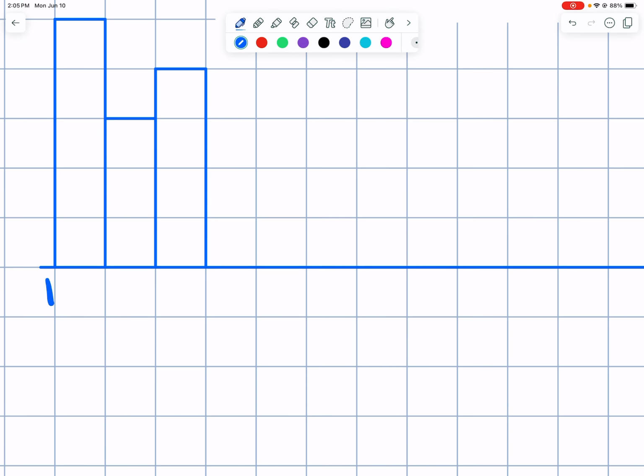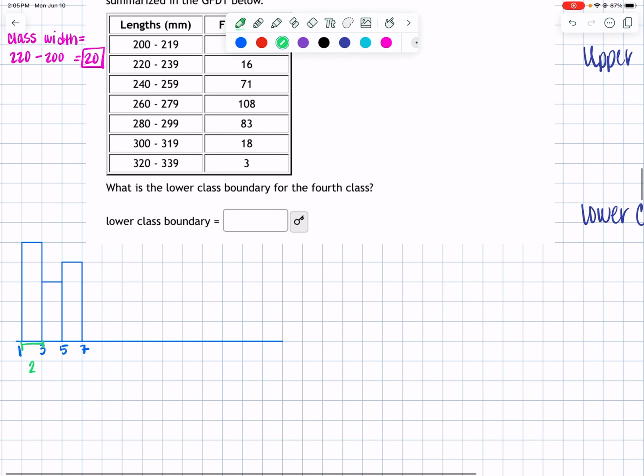I think it maybe had a 1 here, and a 3, and a 5, and a 7, and it asked about the class width. The class width is how far apart those 2 numbers are. So the class width is 2. Same idea.